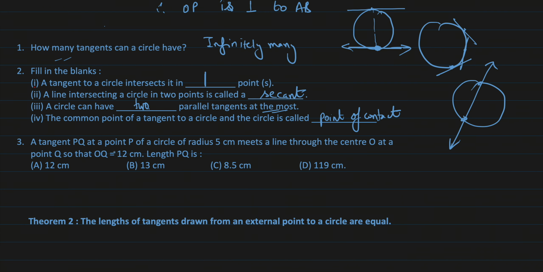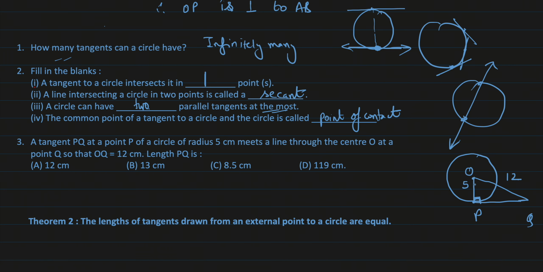A tangent PQ at a point P of a circle of radius 5 centimeter. So let's draw a circle. Tangent PQ at a point P. So here we have tangent PQ. Radius of the circle is given as 5. Meets a line through the center O at a point Q. It's meeting at Q, so that OQ is 12 centimeter. Find the length of PQ. So you need to find the length of this PQ. Have I drawn the figure correct, students?